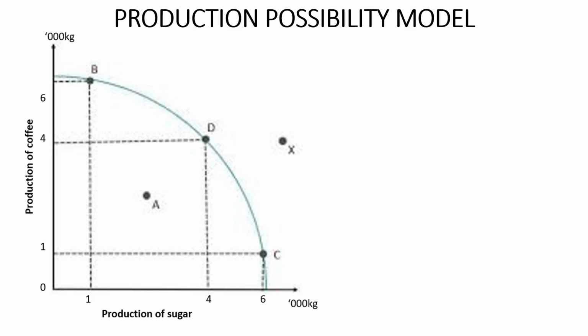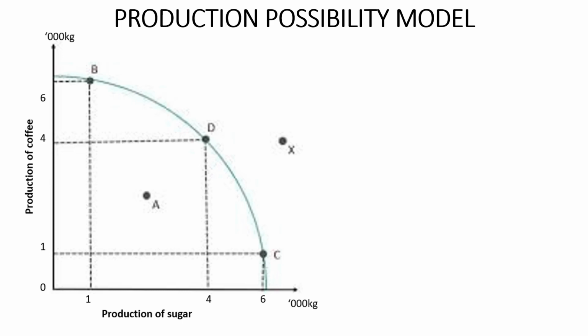The production possibility model assumes that a country can only produce 2 different kinds of products. In the example on this slide, these 2 products are sugar and coffee. The amount of sugar that is produced is shown on the horizontal axis in thousands of kilograms, and the amount of coffee that is produced is shown on the vertical axis, also in thousands of kilograms.